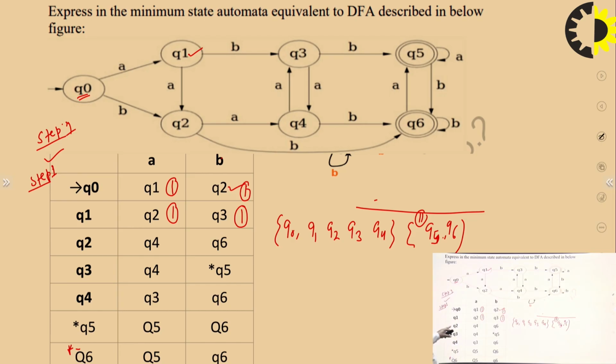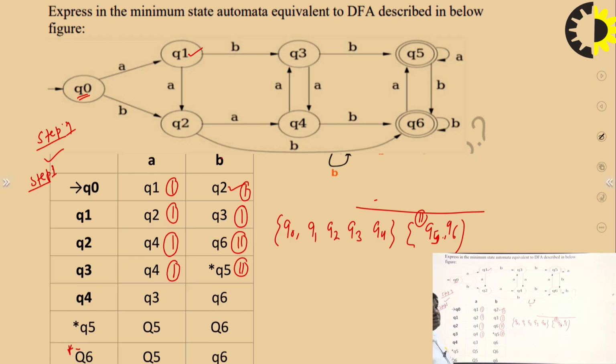Furthermore, we check the transition function of Q2. Q4 again lies in set 1 and Q6 lies in set number 2. It means Q2 has a different behavior because it lies in Q6 in set 2. Now Q3, that is set 1 or now set 2. It means Q2 and Q3 have similar behavior. On the A transition it lies in set 1 and on the B transition it lies in set 2.